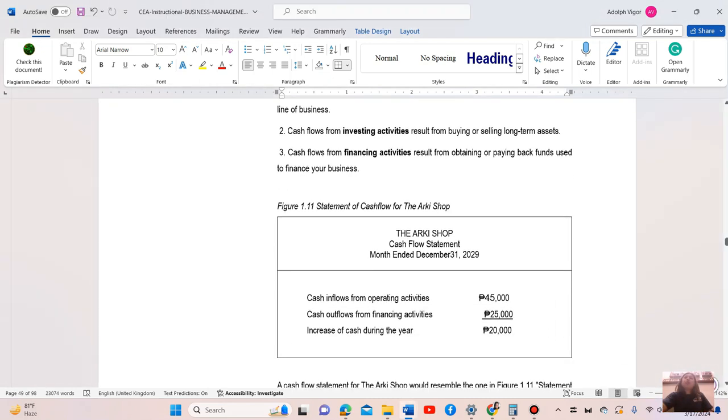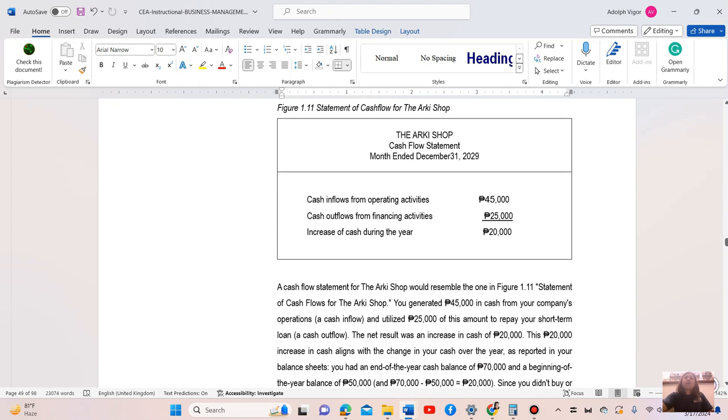Okay? Figure 1.11, statement of cash flows for Archishop. For example, cash inflows from operating activities, you have 45,000, and cash outflows from financing activities because you paid a loan, 25,000. So you have an increase of cash during the year of 20,000 because you gained from your operating activities.